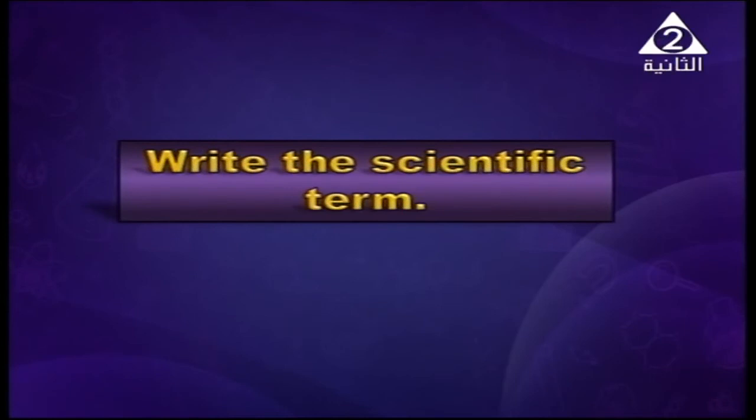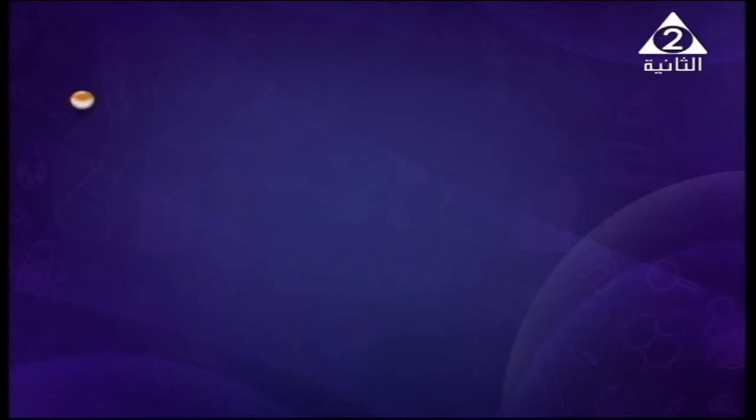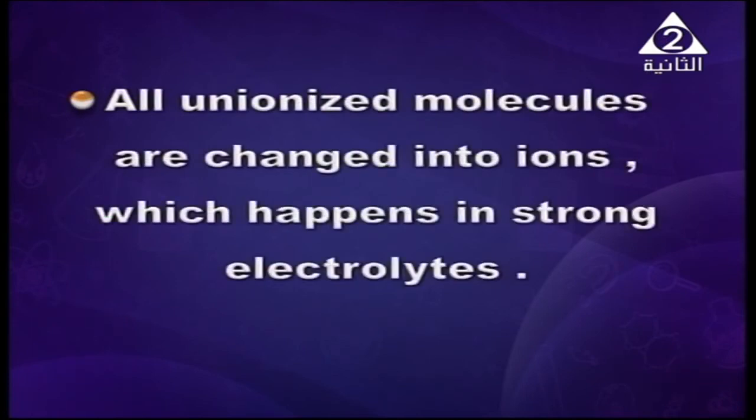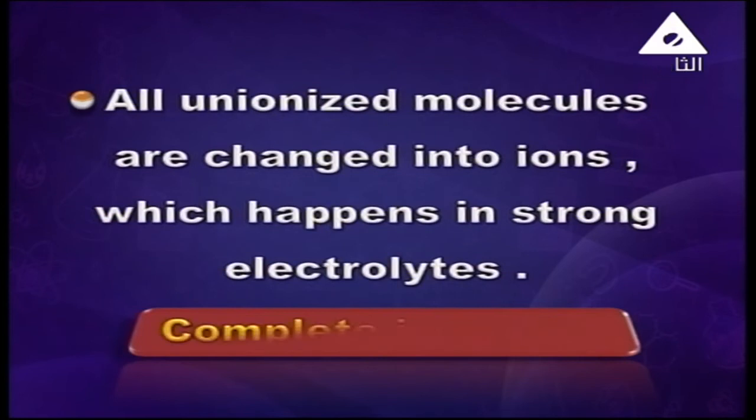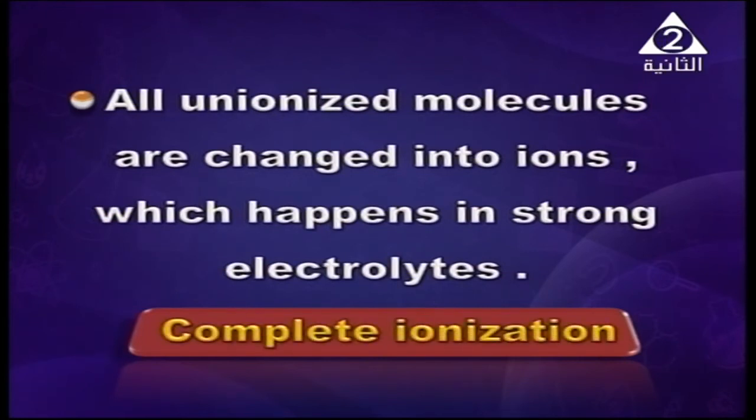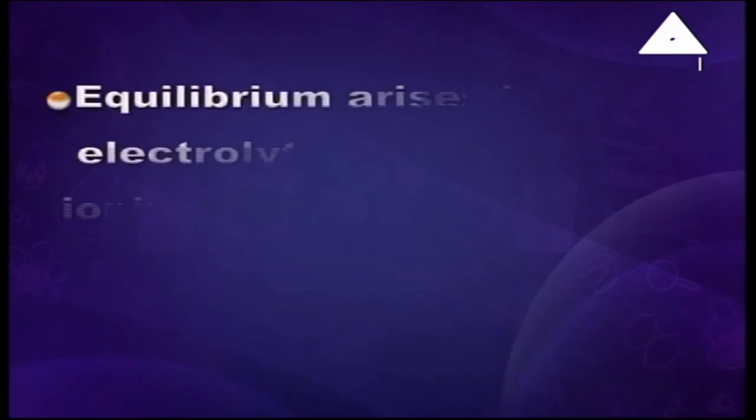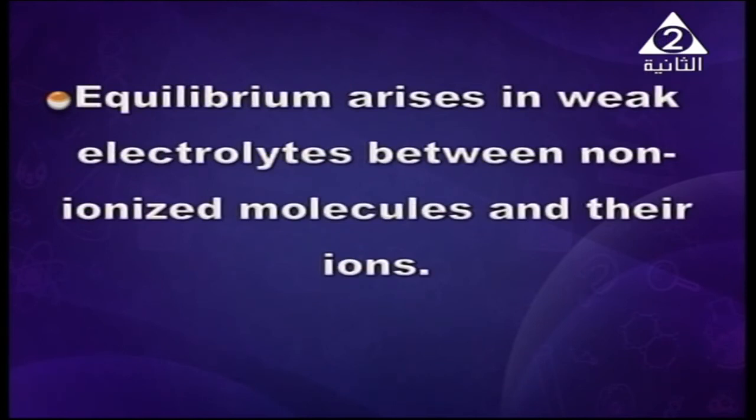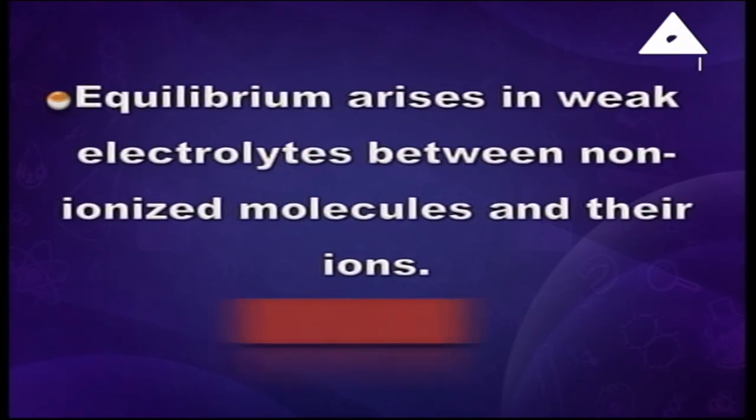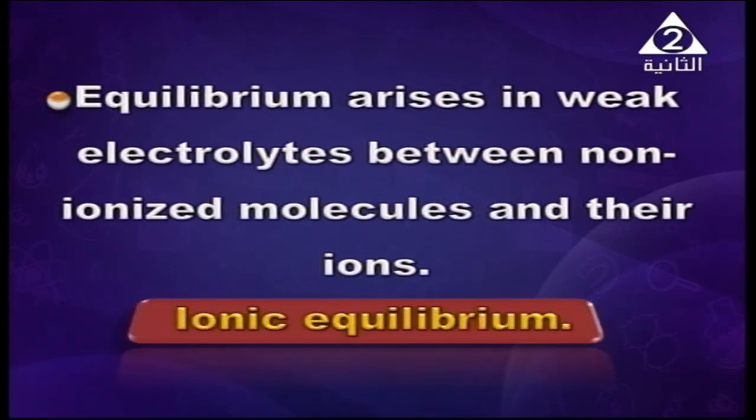Next type of questions: write the scientific term. All ionized molecules are changed into ions, which happens in strong electrolytes. If you think about it, yes, it will be complete ionization. Next point, equilibrium arises in weak electrolytes between non-ionized molecules and their ions. If you think about it, yes, it will be ionic equilibrium.